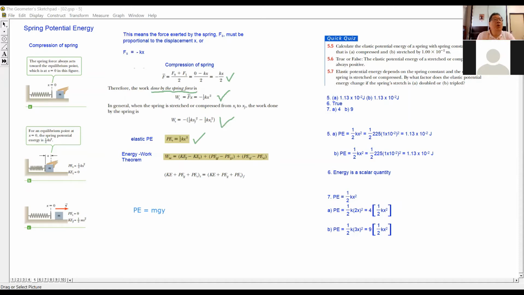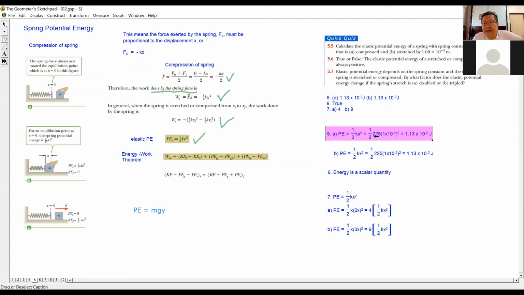So there are two parts here, two questions. First question is, if you compress the spring, how much is the energy? If you stretch the spring by the same distance, how much is the energy? Given the spring constant is 225. So we are going to use the formula like this. Potential energy, or the potential energy for the spring, is half kx squared.